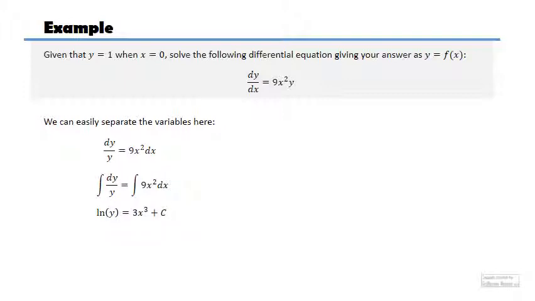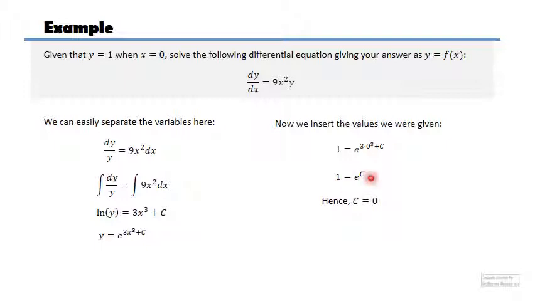Now, because I need to get that y alone on one side of the equation, this is what it's going to look like. And then notice how the c is also in the exponent. Now, if I put the values that they give me, I'm going to get that c is equal to 0, because that's when e to the power of c gives me 1, when c is equal to 0, and hence the general solution of the equation is this one here.